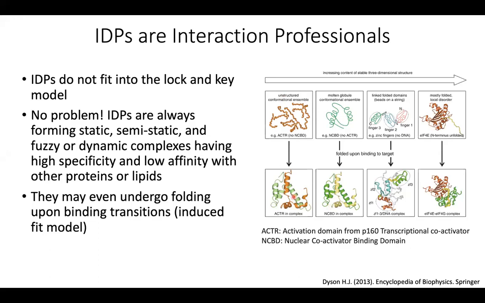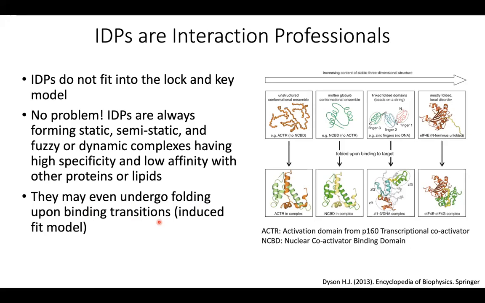That means there might be a protein which is disordered in the native state. However, when an IDP binds with another structured protein, they can become structured. These things have been observed multiple times in the literature, that a disordered protein may undergo folding upon binding transitions. So we used to call it the induced fit model.